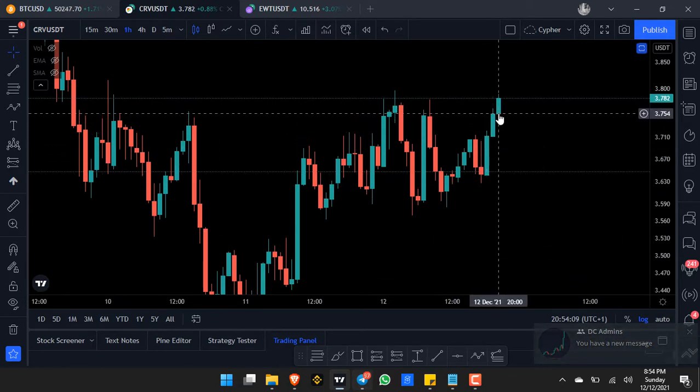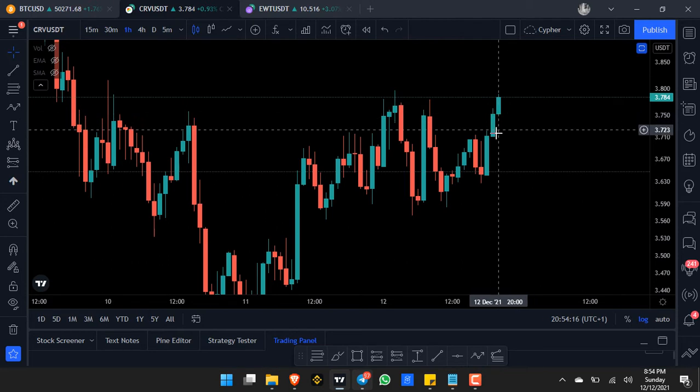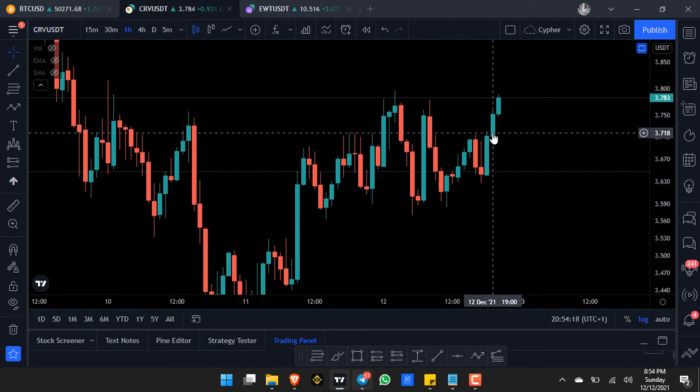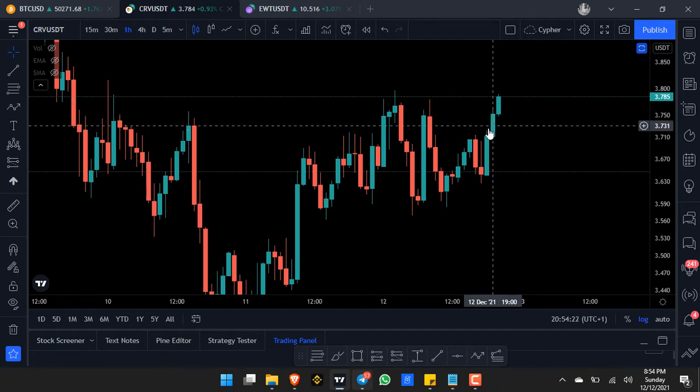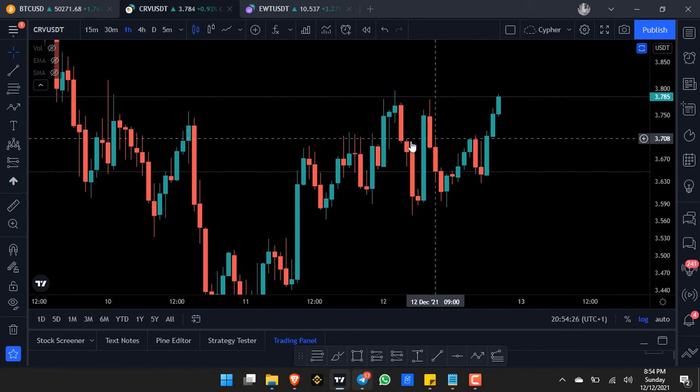Now as you can see, I'm touching this one. It's showing you 8 o'clock. Now this candle started by 8 o'clock and will close once it's 9 o'clock for another candle to form. When we go to this one, you see that this one started by 7 o'clock and closed by 8 o'clock. The same thing with this one. This one started by 6 o'clock, just like that.